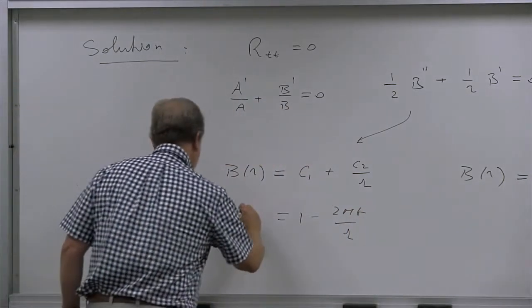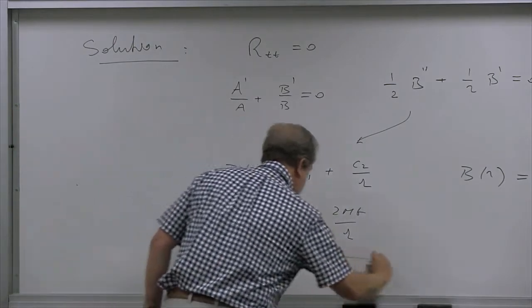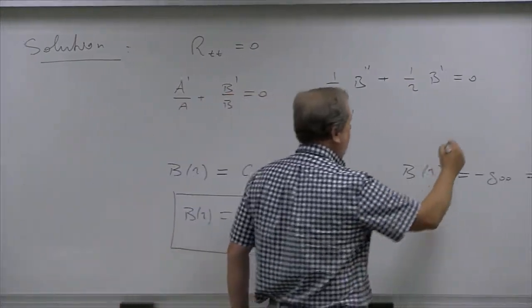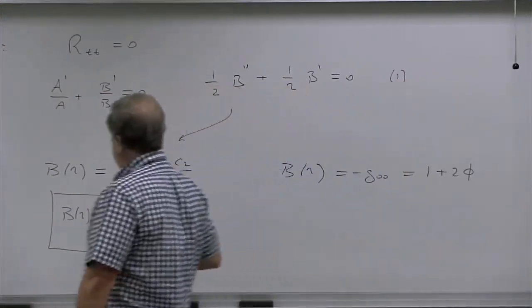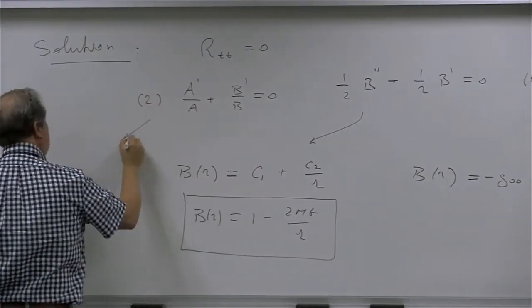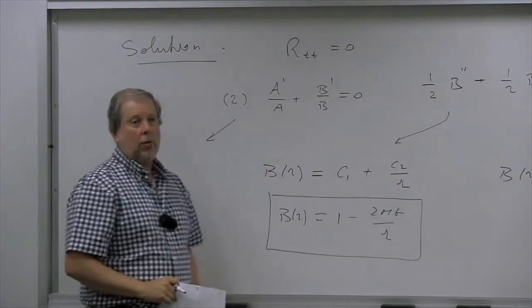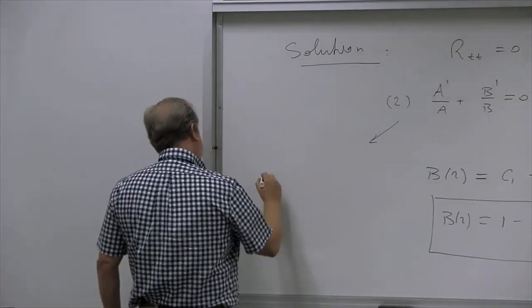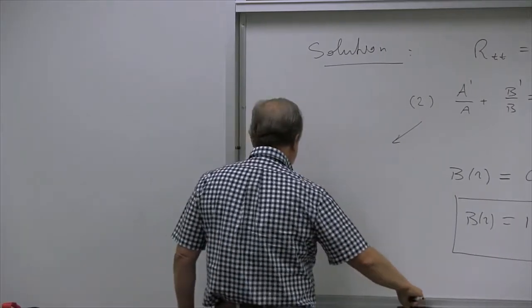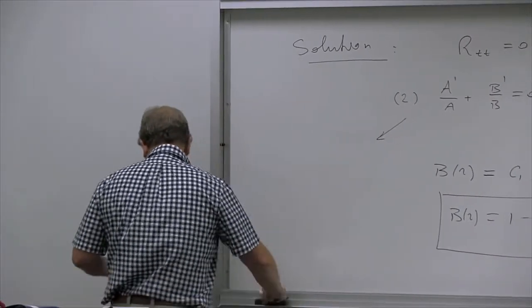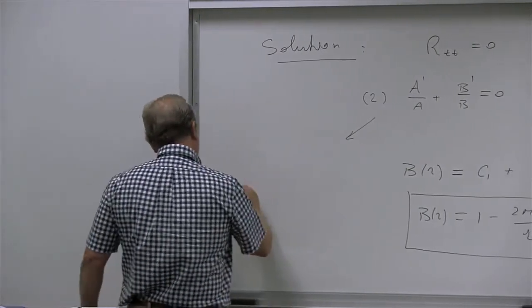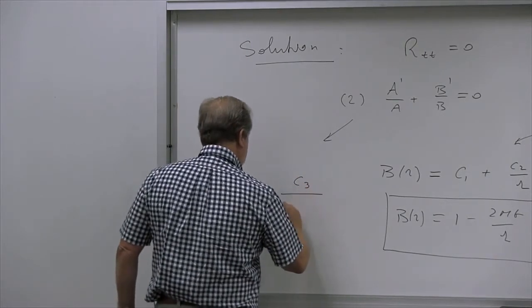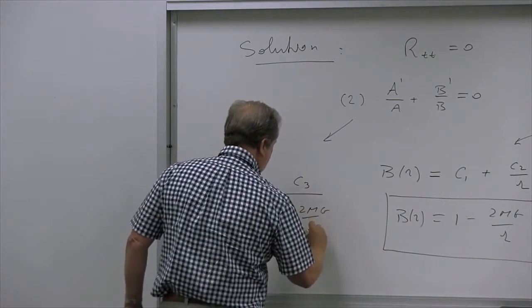And so that is the first piece, right? This would be equation 1, and this would be equation 2. And equation 2, we can solve because now we know what B is, right? So from that, we find that A of R is given by some other constant, which you can call C3, divided by 1 minus 2MG over R.